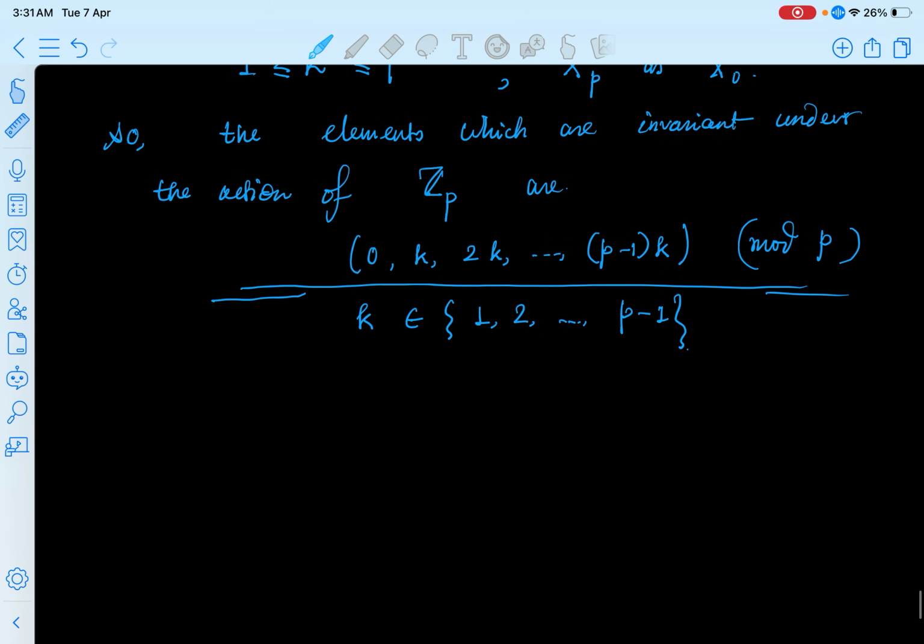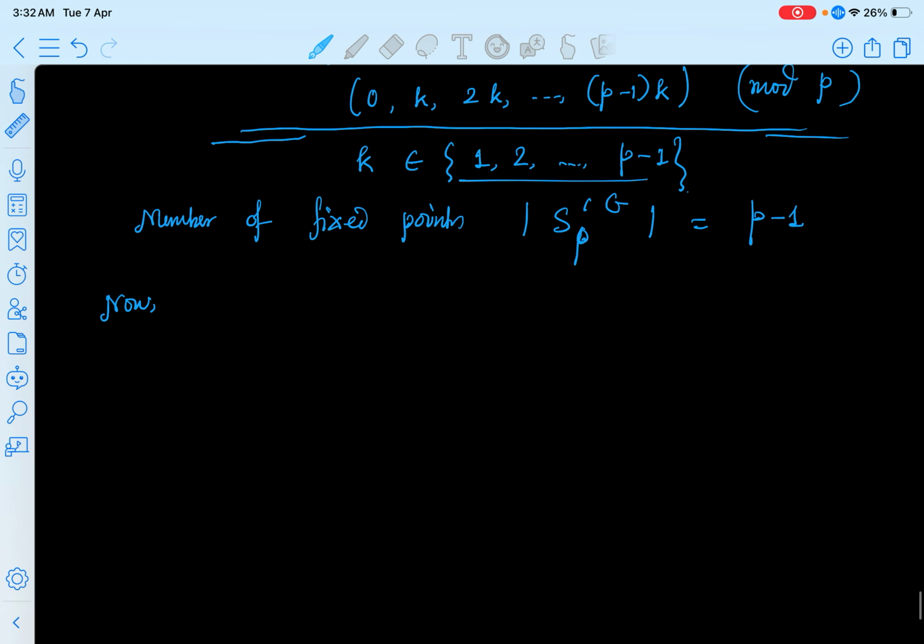So how many are there? Here k varies from 1 to p minus 1, so the number of fixed points, more precisely of Sp prime G, is exactly p minus 1.